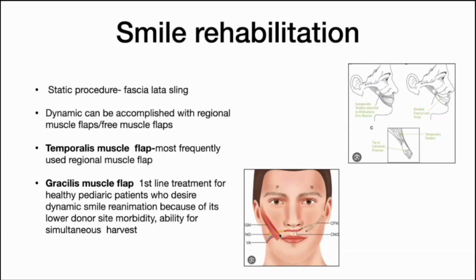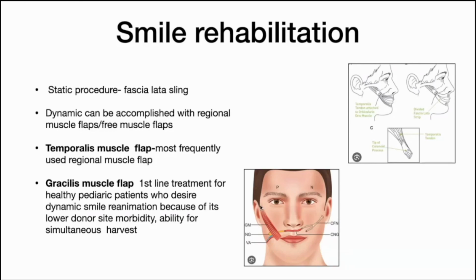6 to 9 months later, the gracilis muscle is harvested from the thigh, along with its nerve, the obturator nerve, and the adductor artery. The nerve is then anastomosed with the cable graft, and the vessels are anastomosed with the facial vessels. This gracilis muscle is then attached to the temporal fascia and the orbicularis oris muscle.